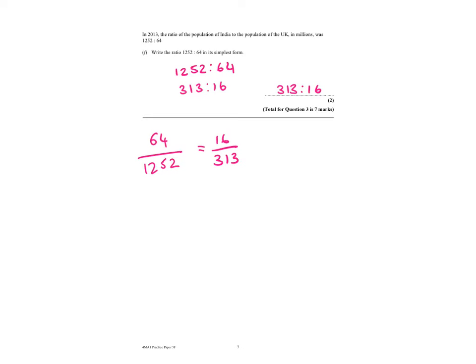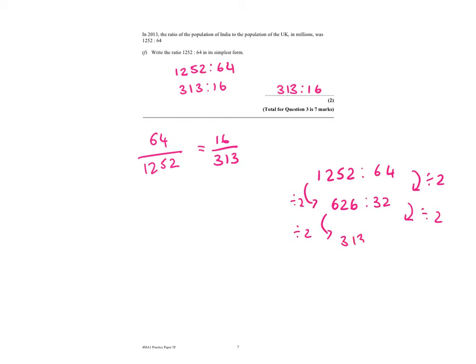is our simplest. Now, the other way we could do this is we have 1,252 and 64. We could divide both sides by 2 to get 626 and 32, and then divide by 2 again because they're both even numbers.